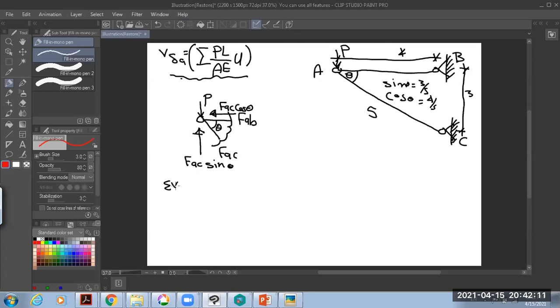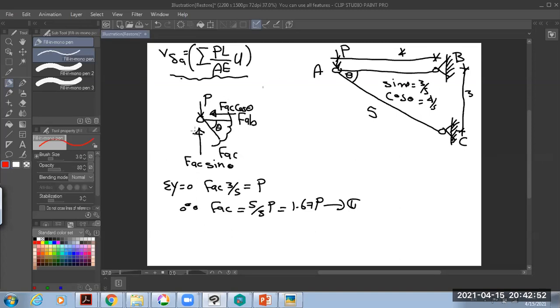Here, come back to our joint. Sigma y is equal to 0, equilibrium. Sigma y equal to 0 means F_AC sine theta, which is 3 over 5, multiplied, equals B. So then F_AC equals 5 over 3 B, equal 1.67 B. Correct? Now I get the forces here.